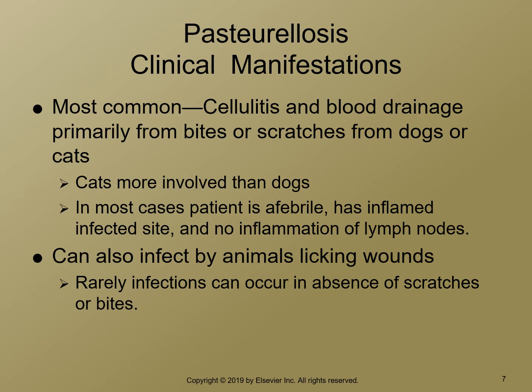The most common clinical manifestations of Pasteurella infection include cellulitis and bloody drainage from the bites or scratches from dogs or cats. Typically, cat bites or scratches are more common than dogs, and in most cases patients are afebrile. They have inflammation at the infected site, but no inflammation of the lymph nodes. Pasteurella can also cause infection by animals licking wounds. Rarely can infections occur in the absence of scratches or bites, but if an open wound is present and an animal licks it, then infection can occur.